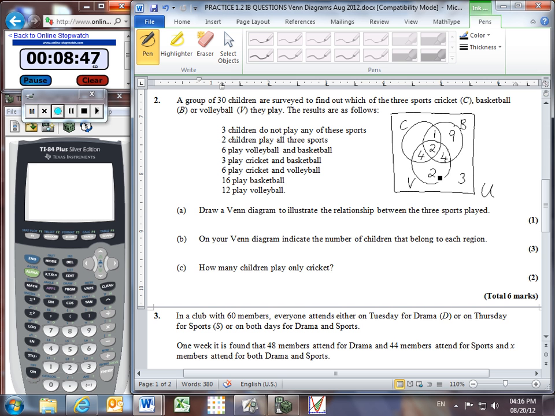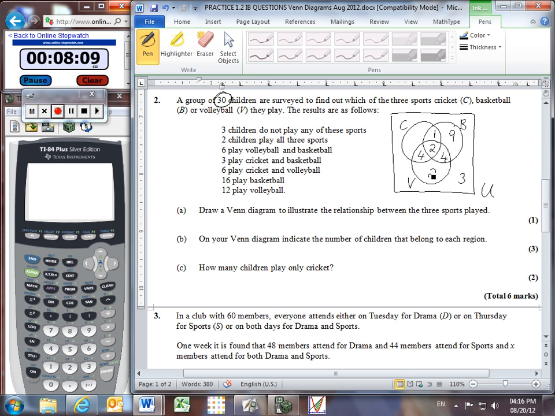there's really only one region left that we haven't filled in, and that's the people who play cricket and no other sport. How are we going to get that? Remember at the very beginning of the question, they told us the total number of children who have been surveyed. Let's find out how many of those children have been represented so far. So we've got 9 plus 1, that's 10, 11, 12, 13, 14, 15, 16, 17, 18, 19, 20, plus 2 is 22, plus 3 is 25. That's a total of 25 students.